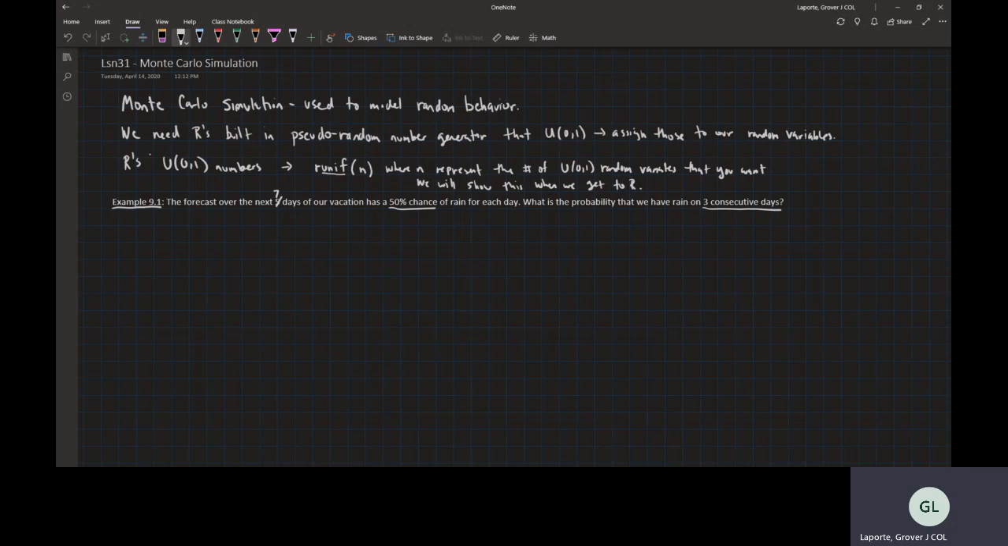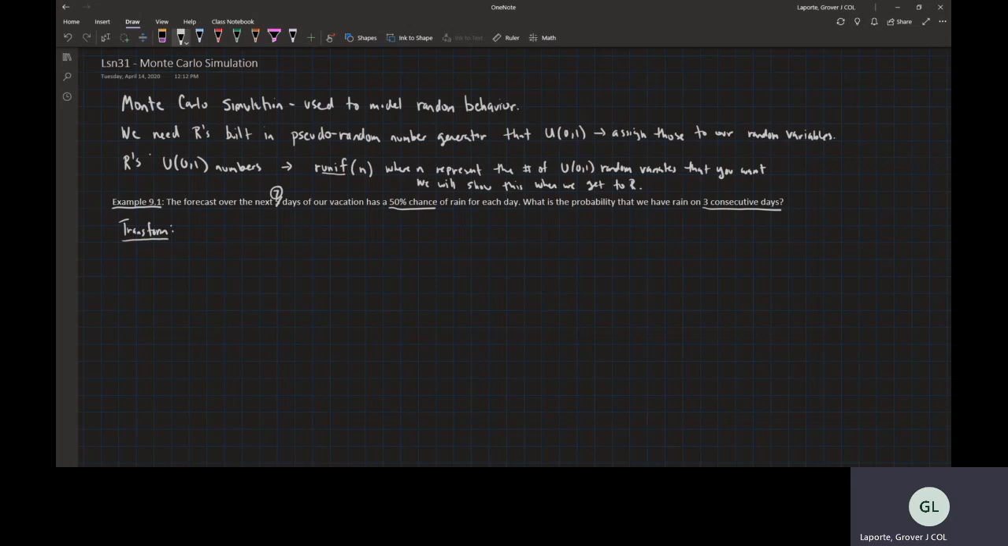What is the probability that, if each one of these 7 days is forecast to be 50% rain, we get 3 consecutive days of rain? So that is the question. And what we're going to use is this idea of Monte Carlo simulation in order to answer that question. So first step, as always, we want to transform our problem.